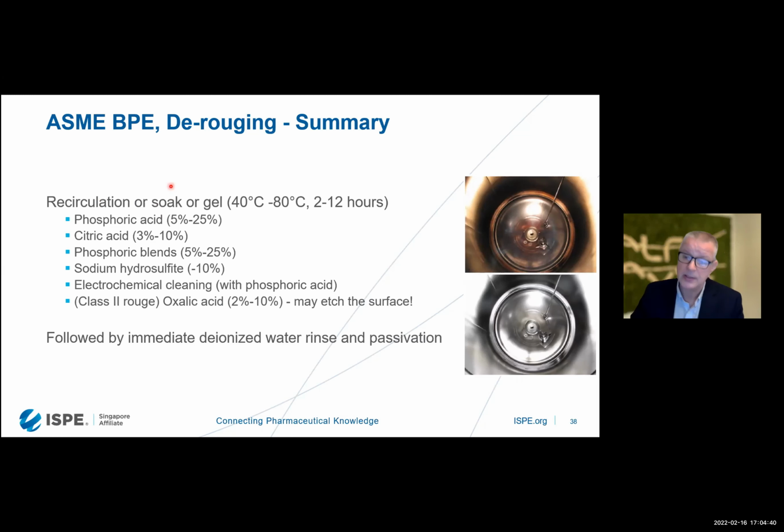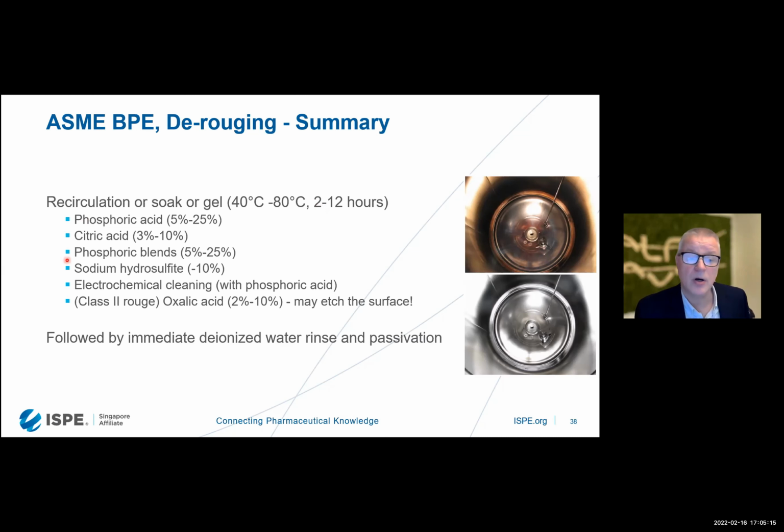If you have very strong rouge, you can also put a gel into the tank, for example, and just let the gel be there for a while, and then you will remove it. All of these are typically done at a temperature between 40 to 80 degrees, and it could take between 2 to 12 hours, depending on the thickness of the rouge layer you have, and also if it's class 1 or class 2 rouge.